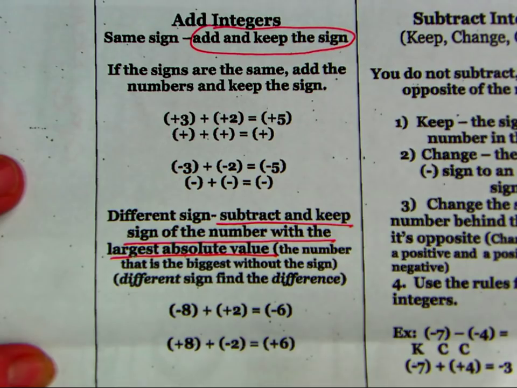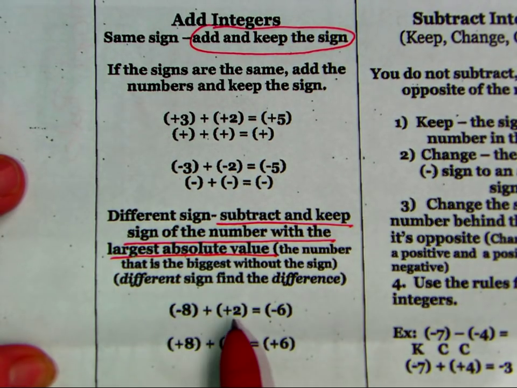So different signs, find the difference. So let's look at this one. You have a -8 and a +2. Which number of these has the greater absolute value? Which one's further from 0?